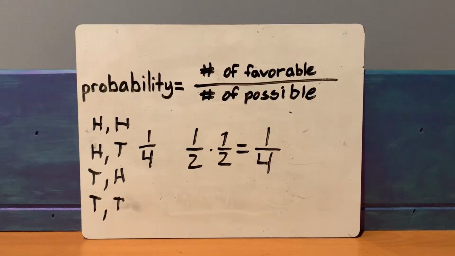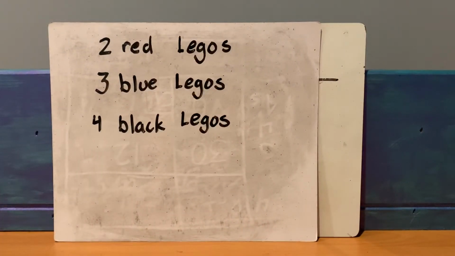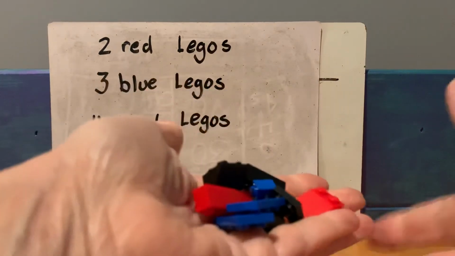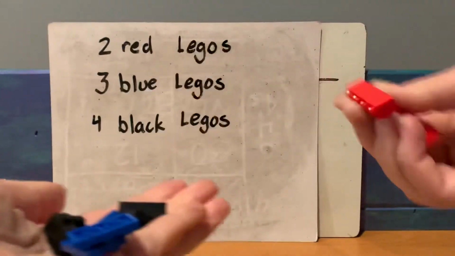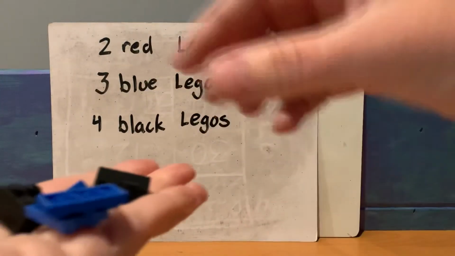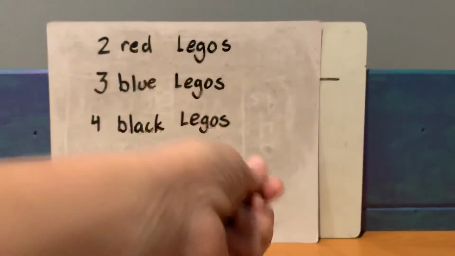Now, we're going to try another example. We're going to work with Legos. So let's say I have a pile of Legos here. I have 2 red Legos, 3 blue Legos, and 4 black Legos.